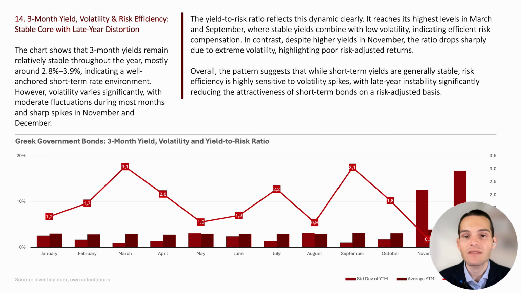Here we can see that the 3-month segment remained broadly stable throughout the year with limited volatility across most months. However, temporary spikes in volatility appeared toward the end of the year, particularly in November and December, reducing risk-adjusted performance despite slightly higher yields.